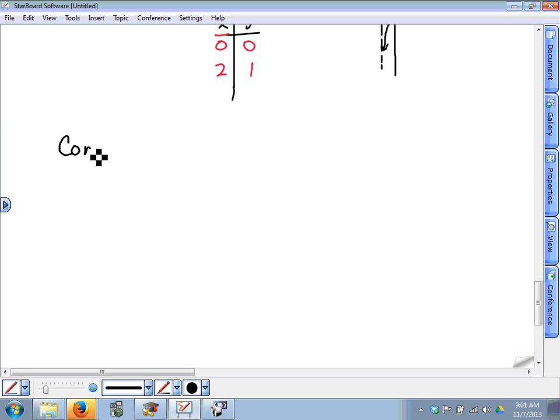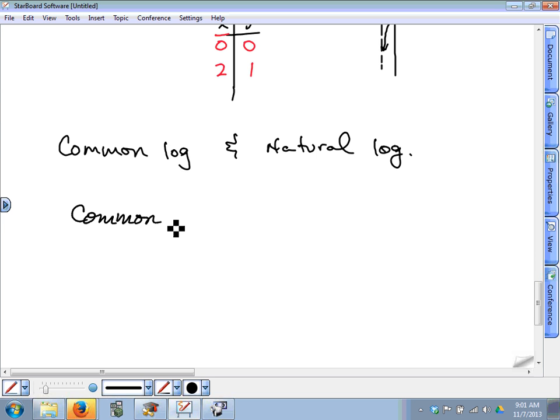The last one is what's called the common logarithm and the natural logarithm. Let's start with the common log. I mean, these are really easy. The common log is just a logarithm with a base of 10.